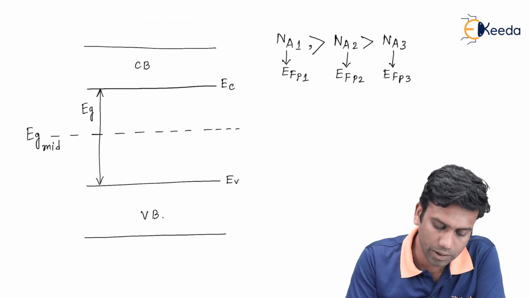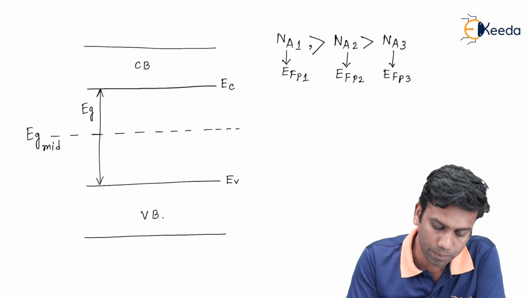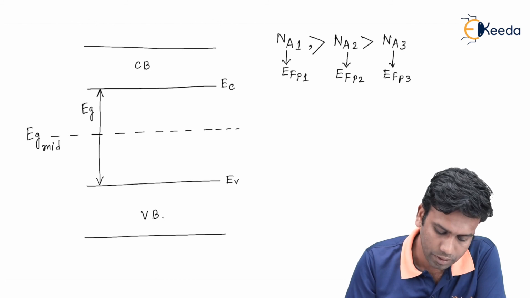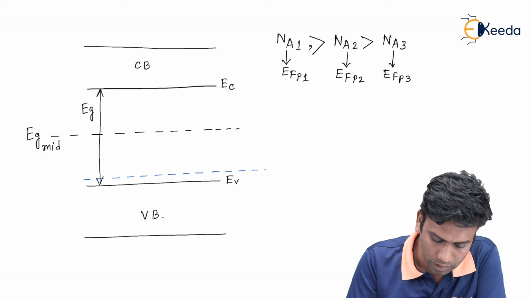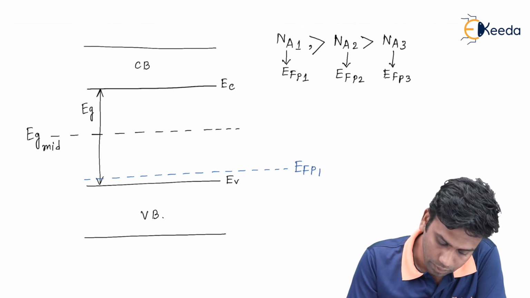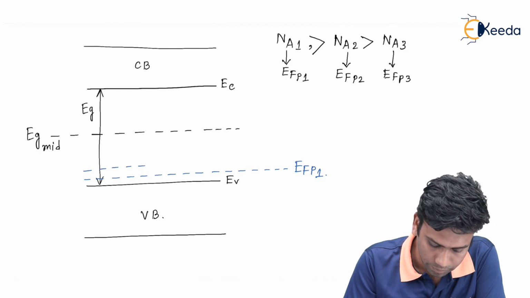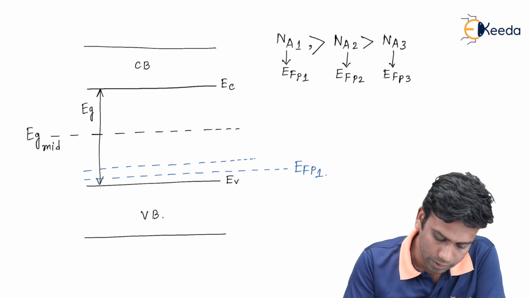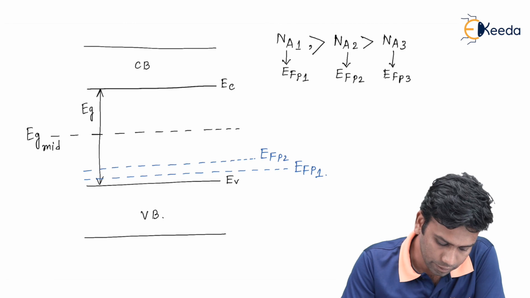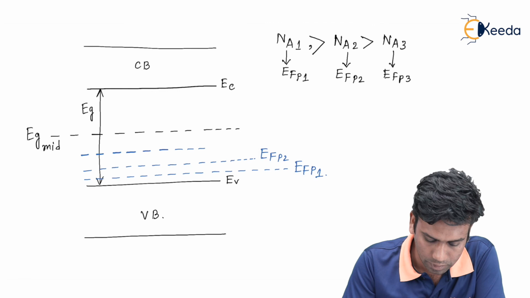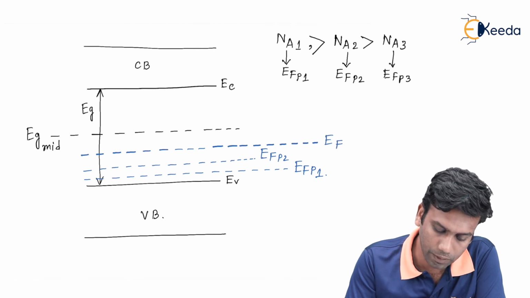So since the Na1 is the highest doping concentration, we can say that the Fermi level position of EFP1 will be nearest to the EV. So this will be the EFP1. Similarly, the EFP2 position will be just above the EFP1. So this is EFP2, and EFP3 is the smallest doping concentration of the acceptor ion, so it will be farthest from the EV.